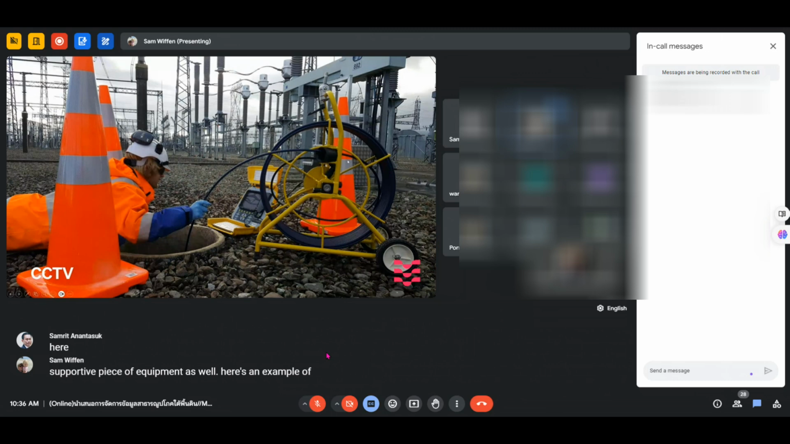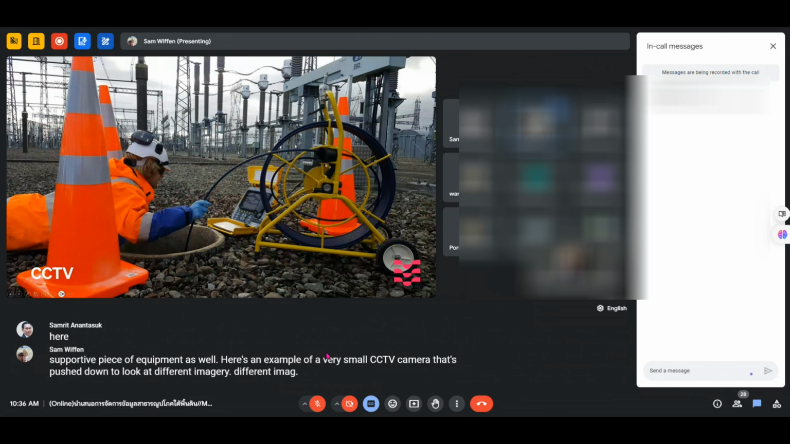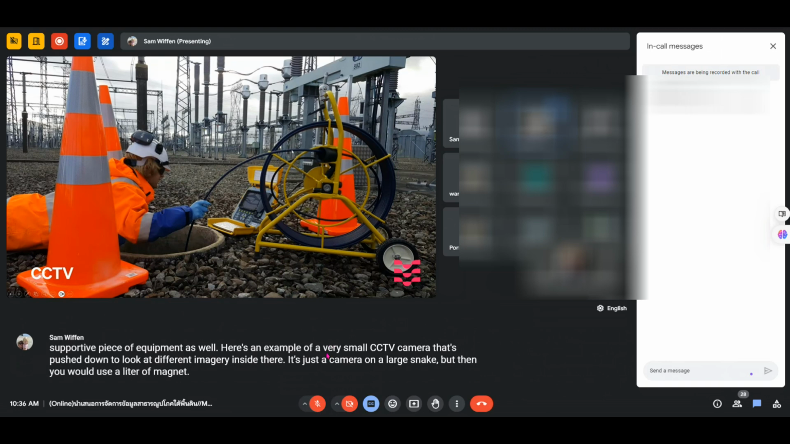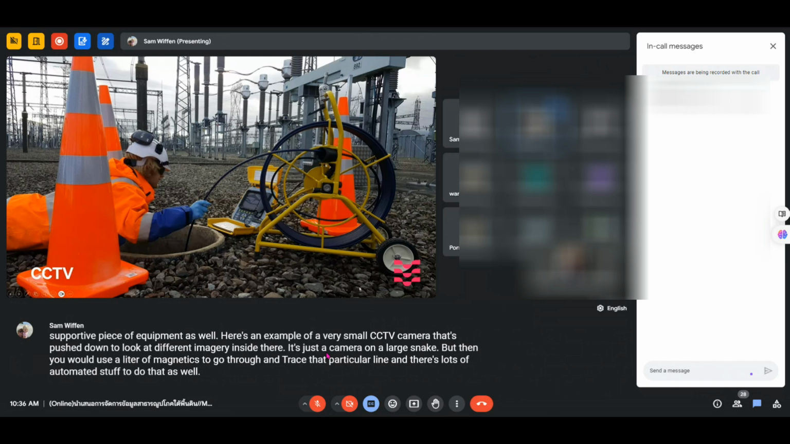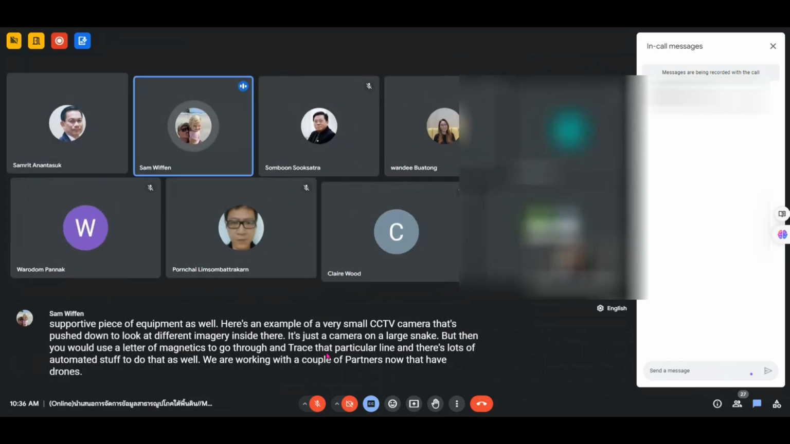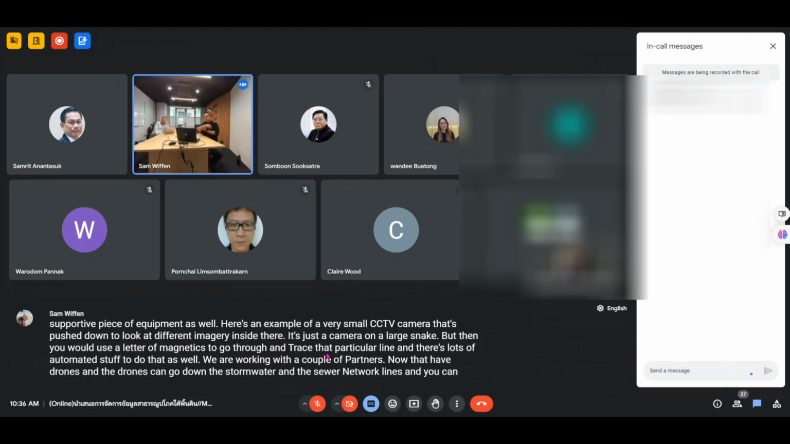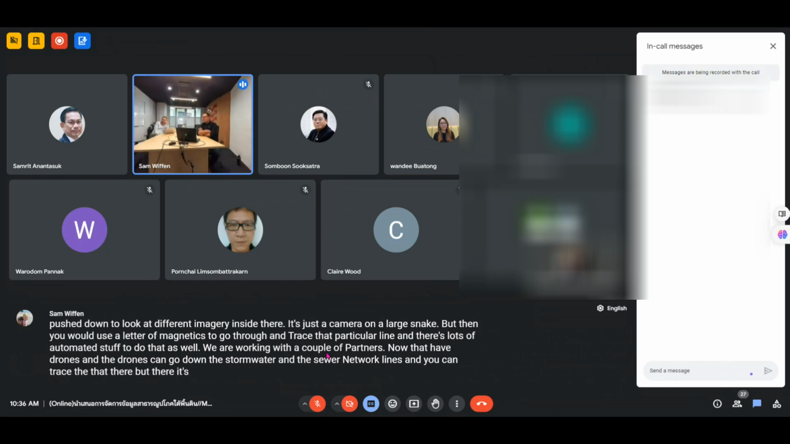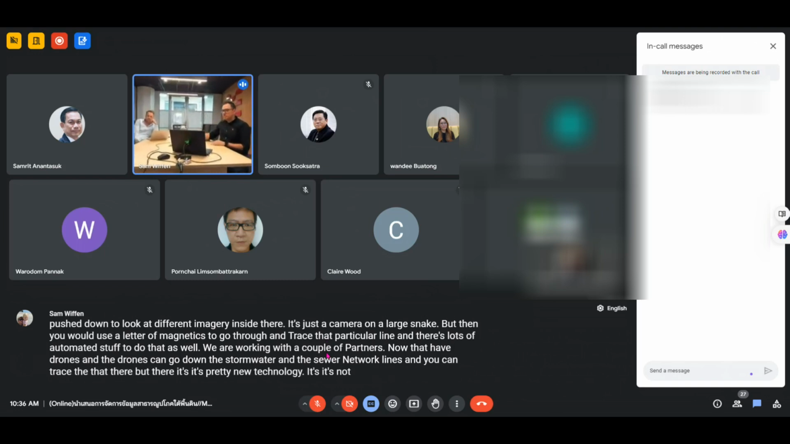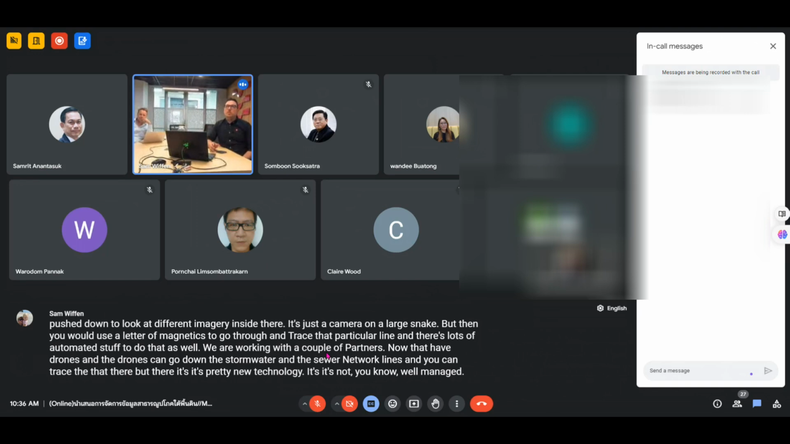Here's an example of a very small CCTV camera that's pushed down to look at different imagery inside there. It's just a camera on a large snake. But then you would use electromagnetics to go through and trace that particular line, and there's lots of automated stuff to do that as well. We are working with a couple of partners now that have drones, and the drones can go down the stormwater and the sewer network lines, and you can trace that there. But it's pretty new technology. It's not well managed at this point yet.